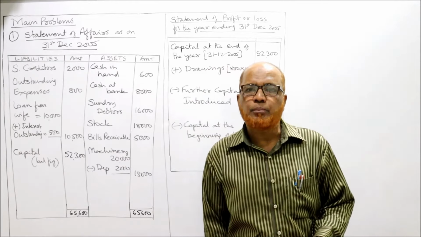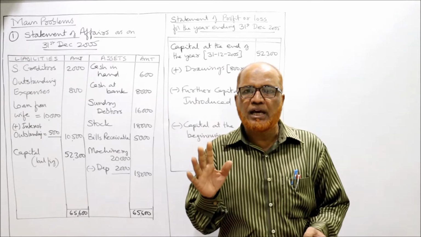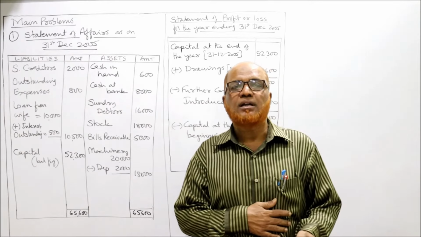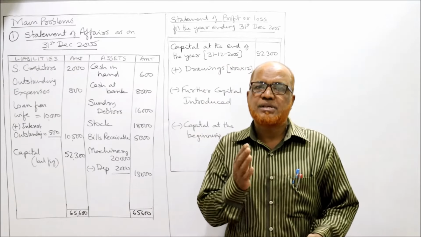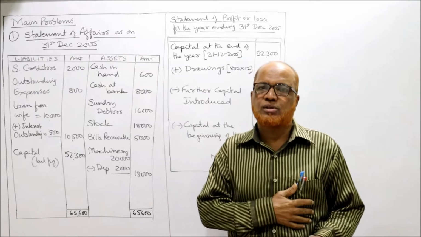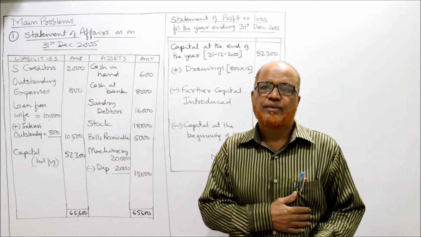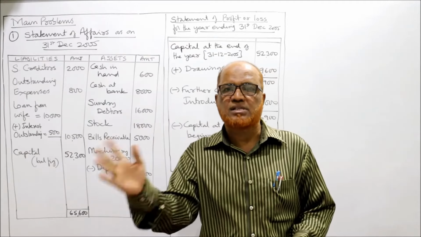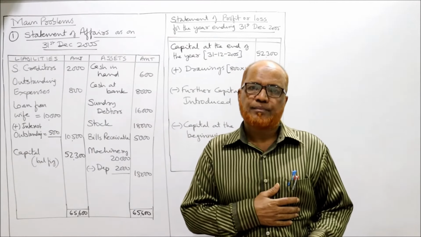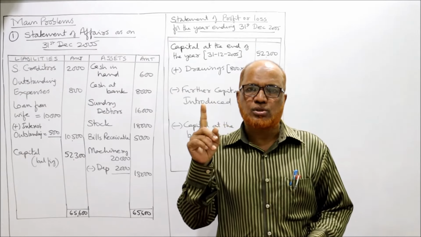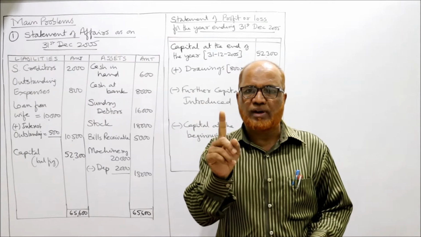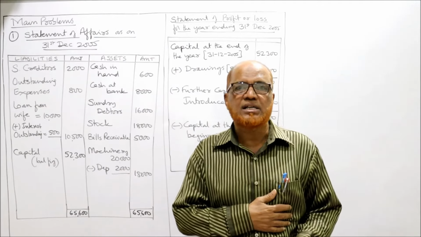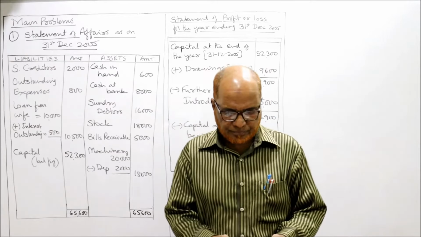So 10,000 into 10% is 1,000. For 1 year, interest is 1,000. But the loan was taken on 30th June 2005. Business was started on 1st January 2005, and this is after 6 months. So we have to provide the interest from 1st July 2005 to 31st December 2005, 6 months. For 1 year, 10% of 10,000 is 1,000. For 6 months, half of 1,000, 500 rupees interest is due, not paid.